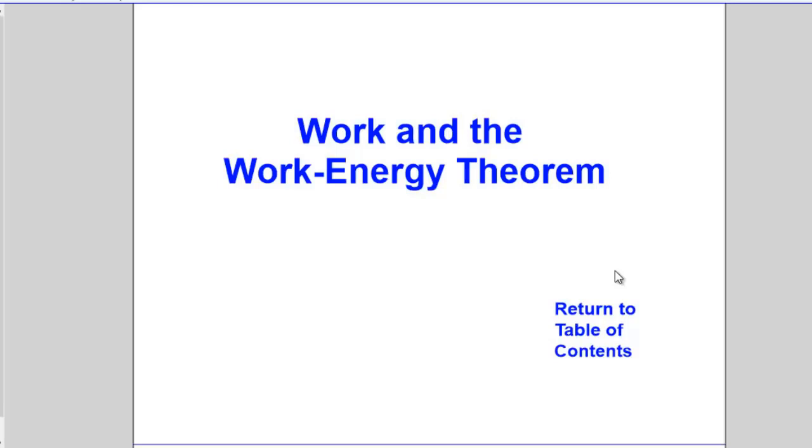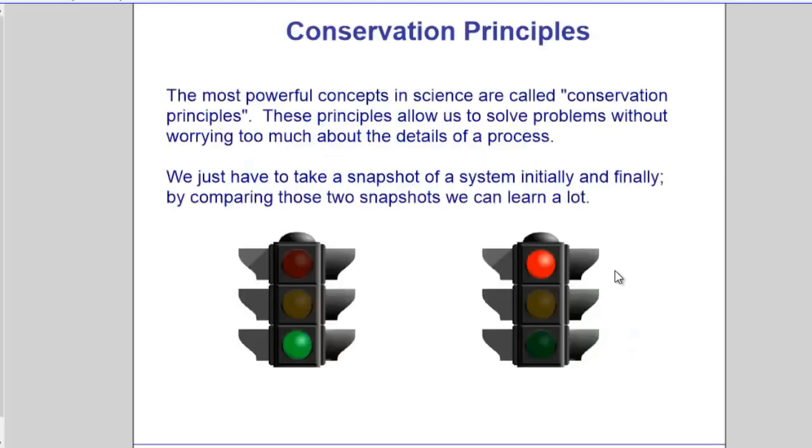We say work is done on an object, and work is usually done on an object by a force. If an object is experiencing an unbalanced force, it will cause change in its motion. It could speed up or slow down.